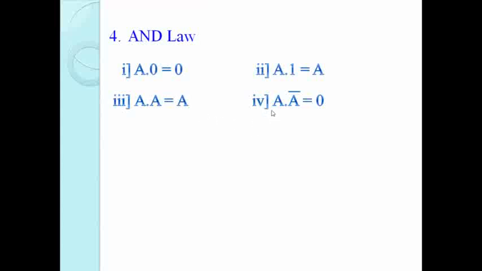Put the value of A as 0 or 1. If I put A equal to 0, then 0 into 1, because A is 0 and its inverse is 1. So 0 into 1 equal to 0. Or put the value of A equal to 1, so 1 into inverse of 1, which is 0. So 1 into 0 is 0. So this is your AND law.